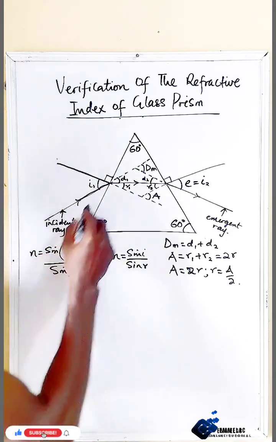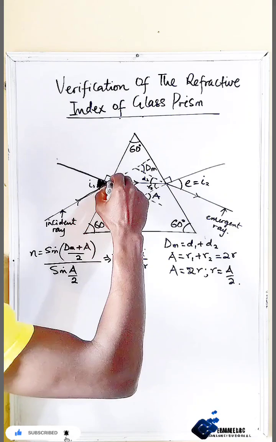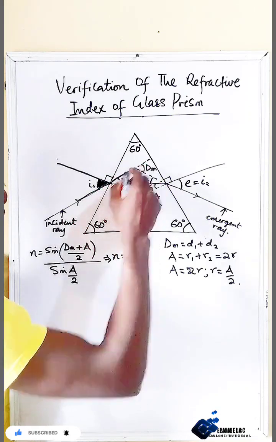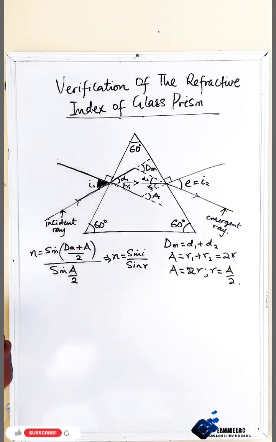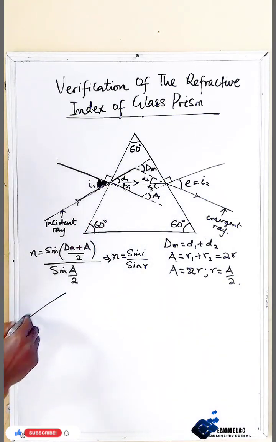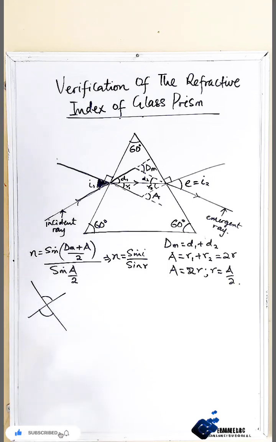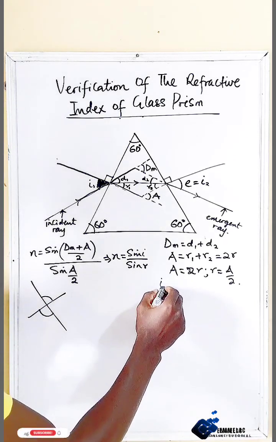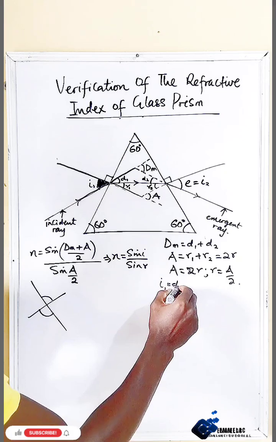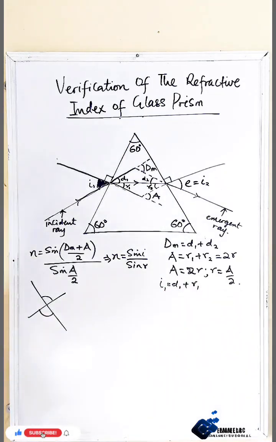Now if you look at it now, you see that this angle formed here is the same thing as the angle formed here. All right, now let us recall that if you have this angle, it is always equal to this angle. So which implies here that I1 equals d1 plus r1.